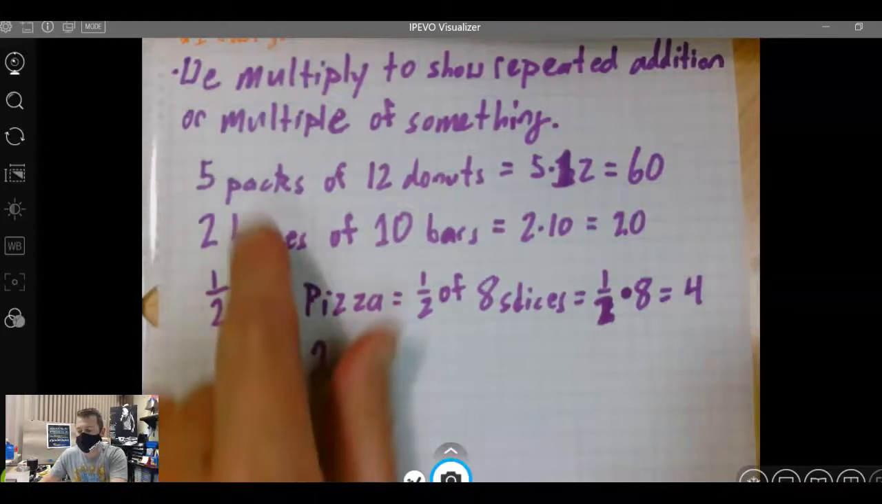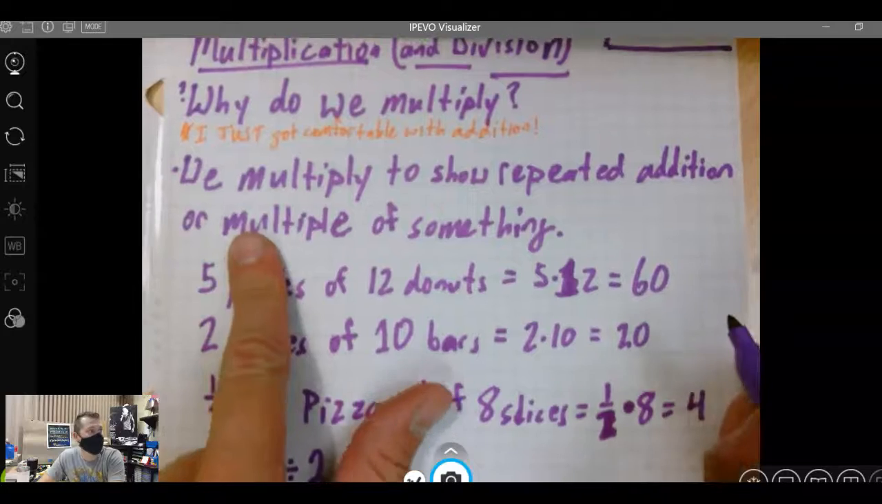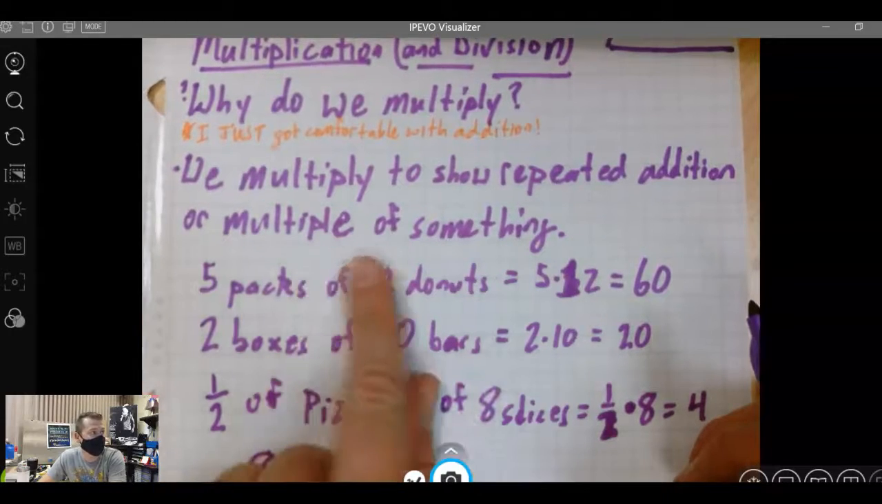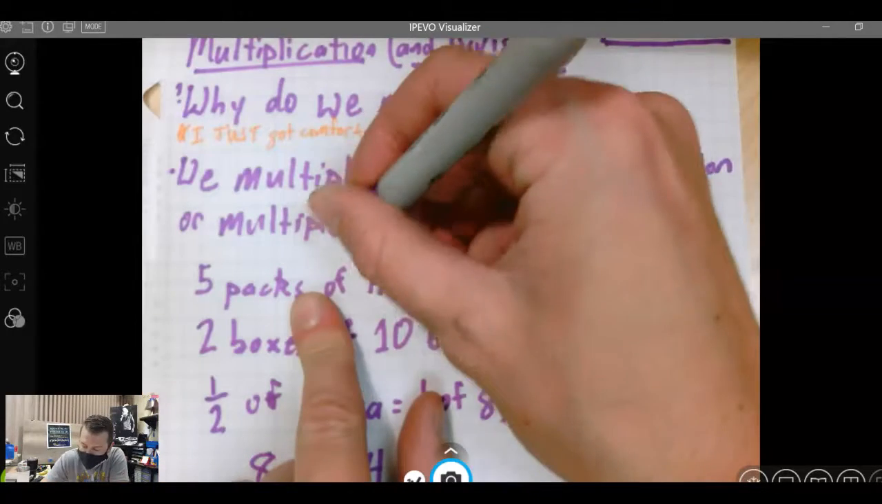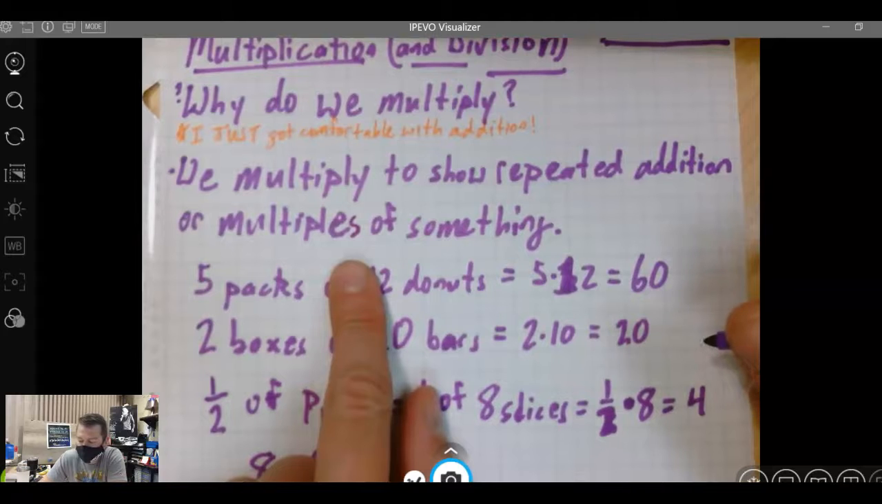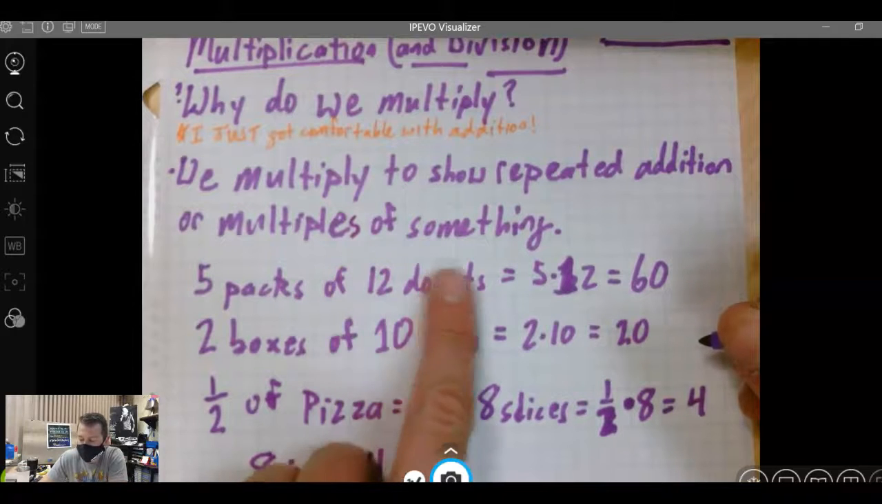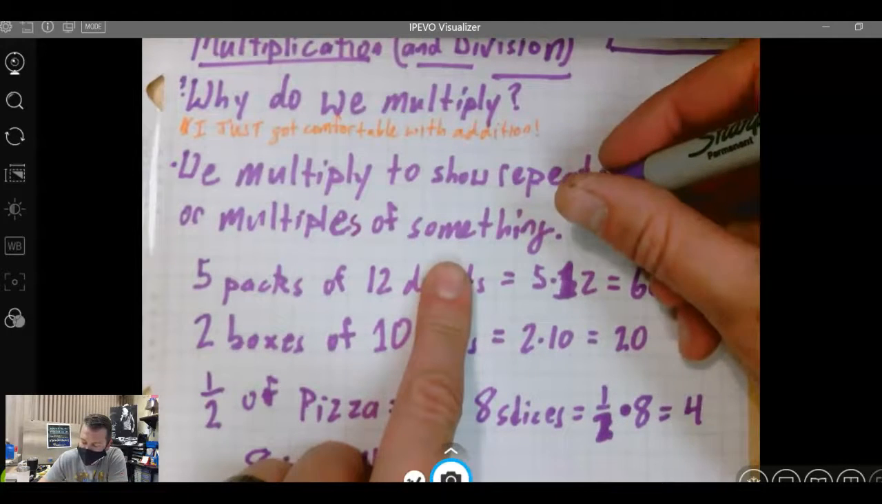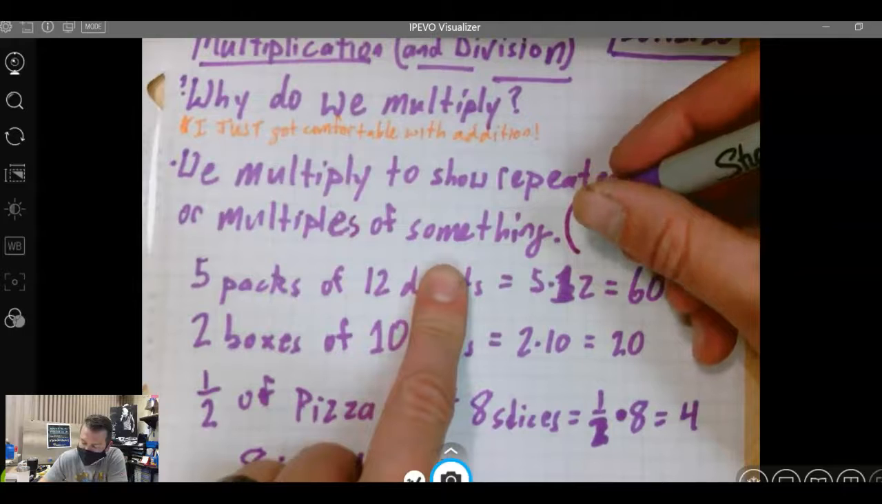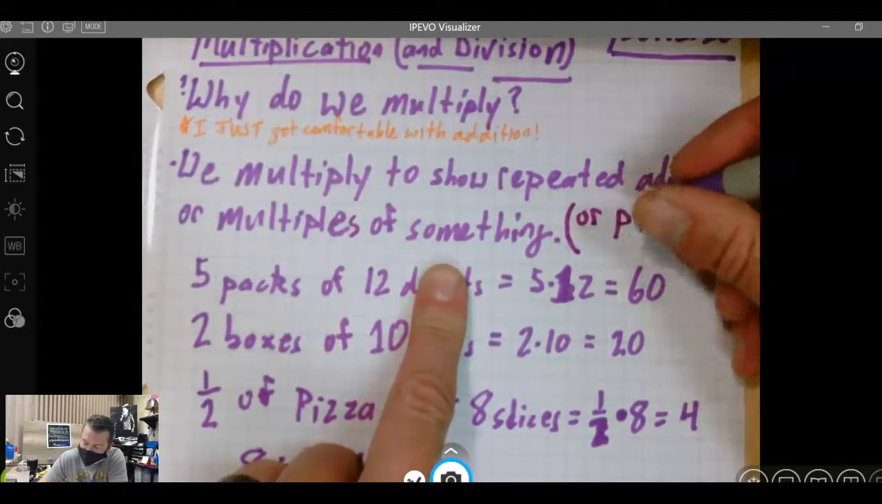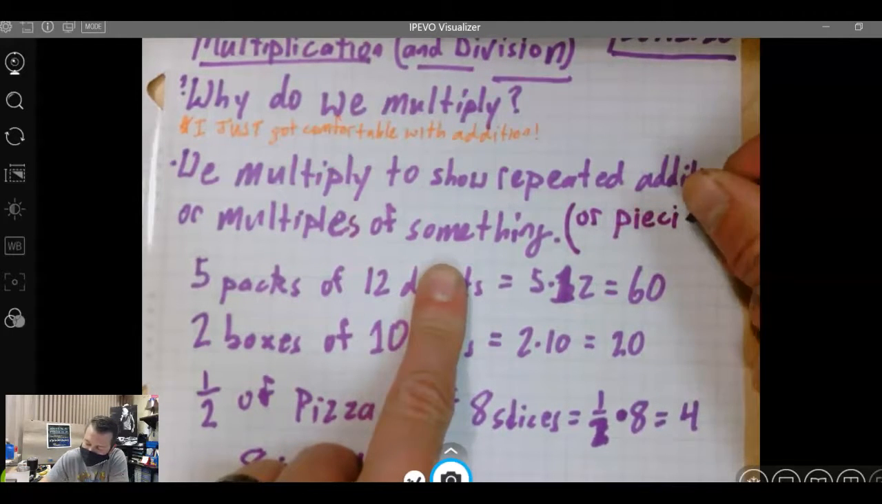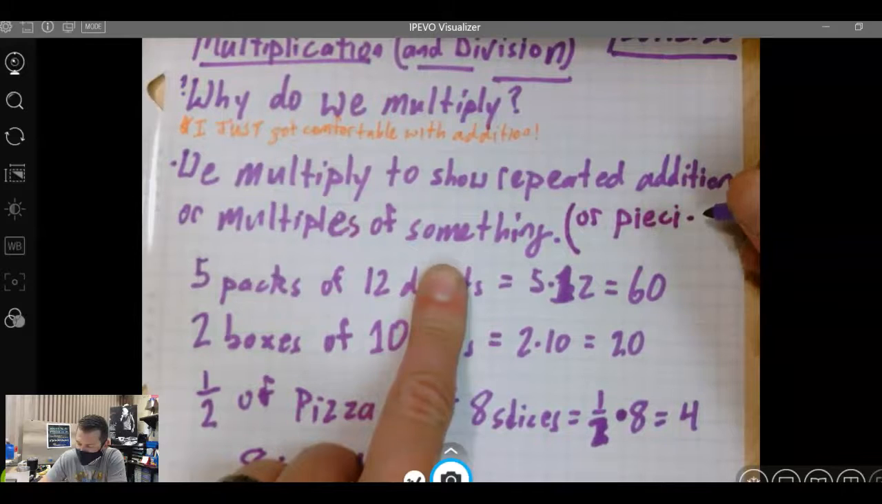So when we had this definition up here, if we multiply to show repeated addition or multiple of something, I should really put multiples, most likely. This multiples of something, I'm actually going to put a parentheses and put or pieces.